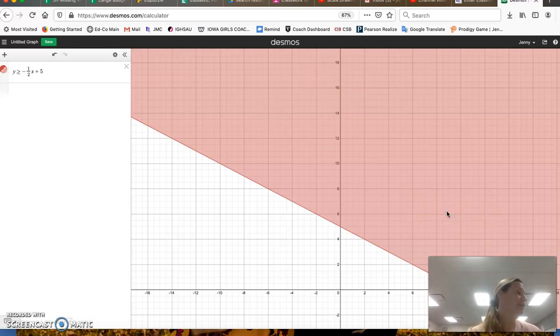So in your homework, if this was my homework assignment, and I was asked to graph y is greater than or equal to negative 1/2 x plus 5, which is what that was, you guys can use Desmos, but I would have to sketch, okay, here's 5, that line is going through 5, and the shading's up there. So you want to sketch it so that it looks like that.